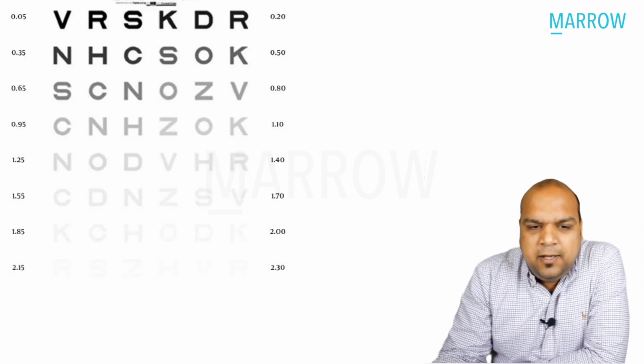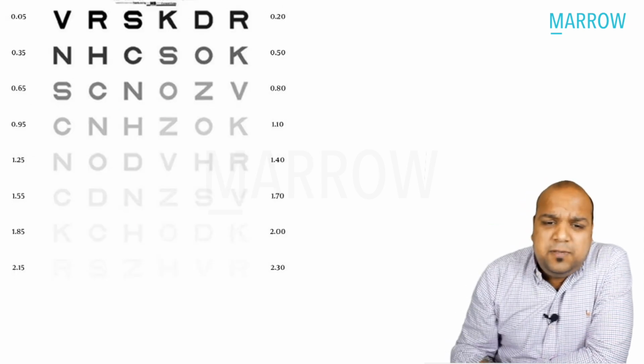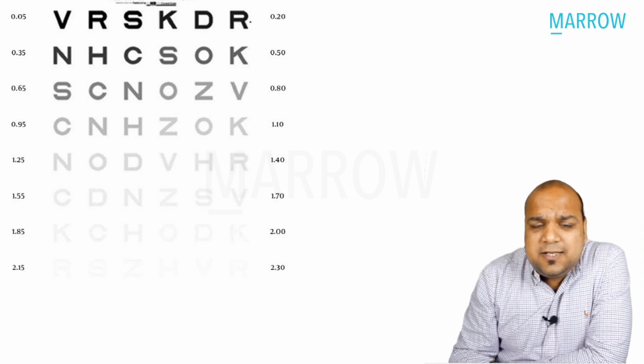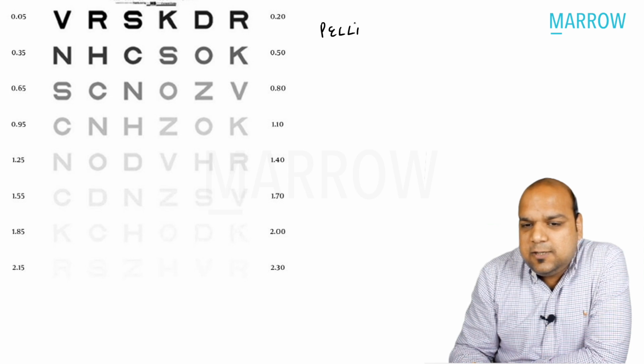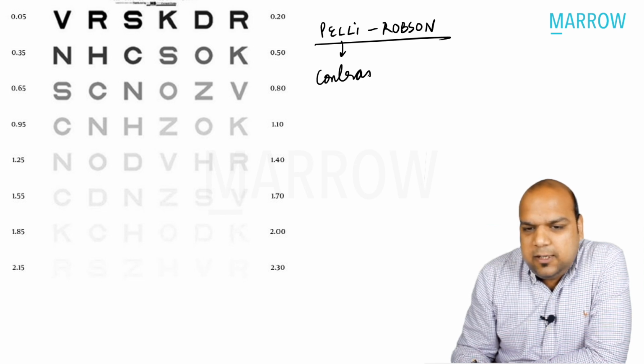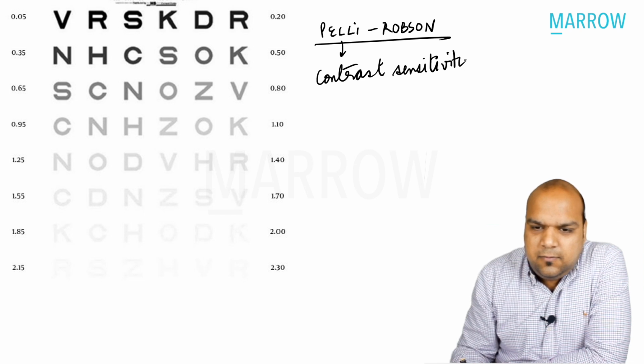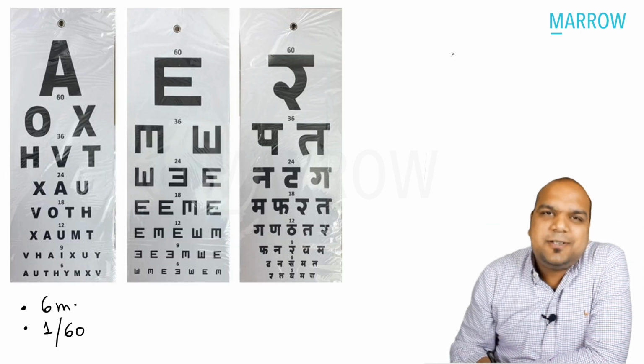Moving on, everybody. Which chart is this, everybody? I hope this should be pretty clear. The topmost letters are the darkest, and as you move down, the contrast decreases, everybody. So this is your Pelli-Robson chart, everybody, and this chart is for testing contrast sensitivity. Okay. And lastly, good old Snellen's chart, everybody.